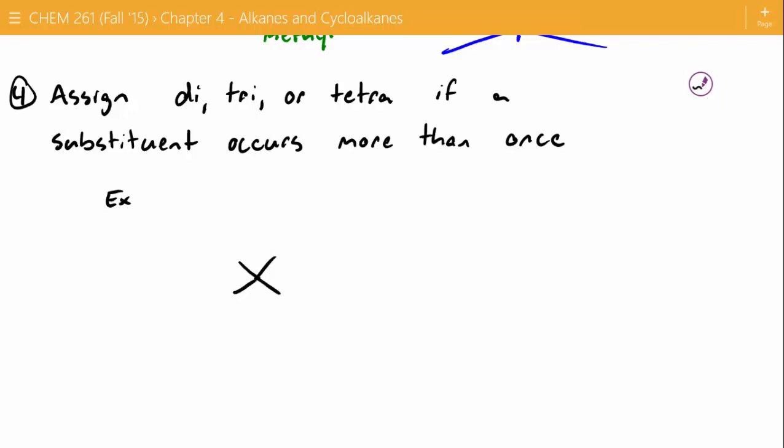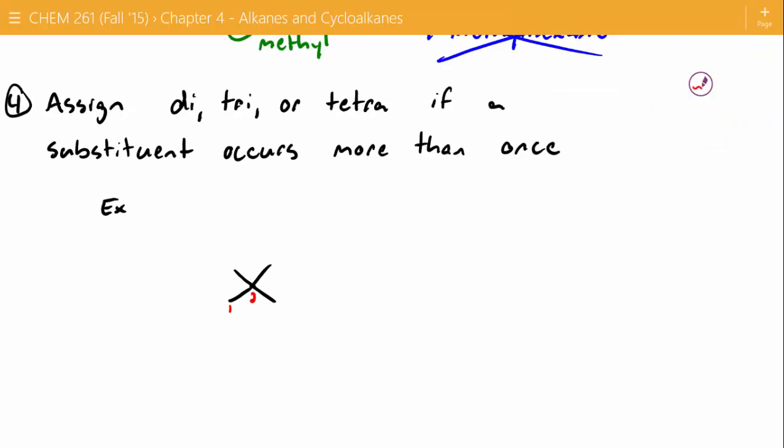All right, looks kind of like an X. What's our longest carbon chain? 3, right? All right, so let's go through and number it. I'll just arbitrarily say 1, 2, and 3. You could have numbered any one of those and it would have been the same. It looks like off of carbon 2, we've got 2 different methyl groups, right? We've got a methyl group here and here.